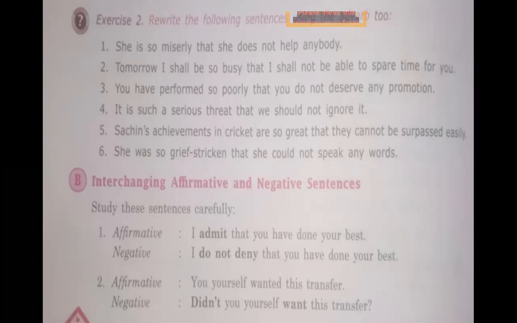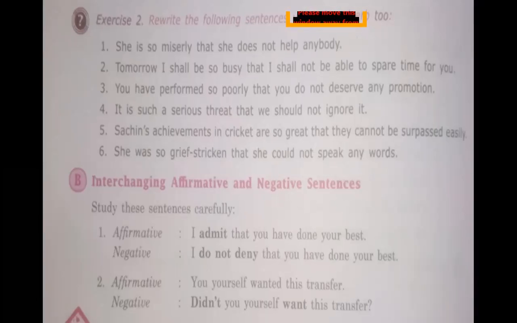That means after to, there will be directly verb's first form. First form of verb will be there. She is too miserly to help anybody is the correct sentence after transformation. Right, everyone? Let's go to the next sentence.